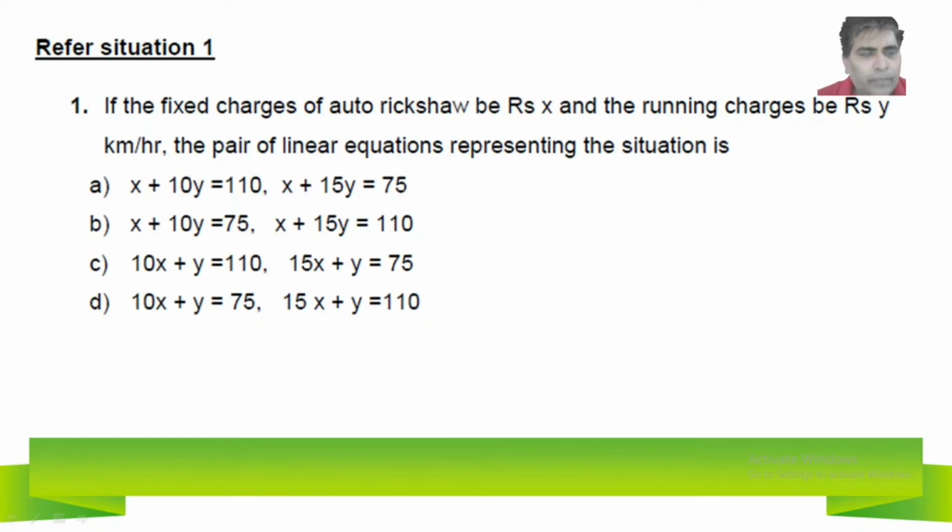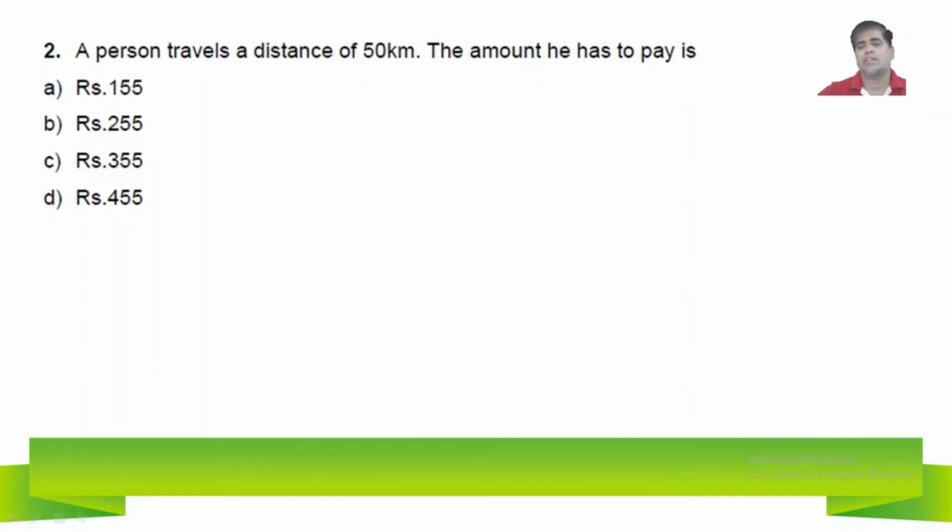If, and it is very important, refer to situation number one only. So we have two situations. This is about city A, so we have to take only city A. If the fixed charges of an auto rickshaw be x and running charges be y per kilometer, the pair of linear equations representing the situation is... So already we got the answer here.